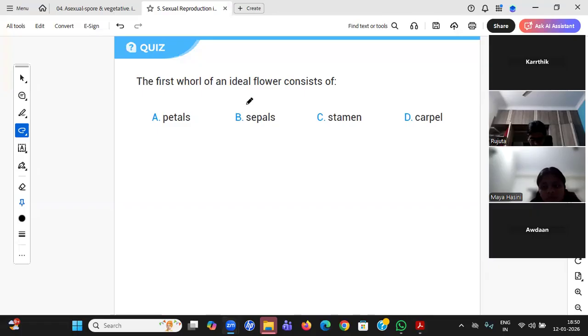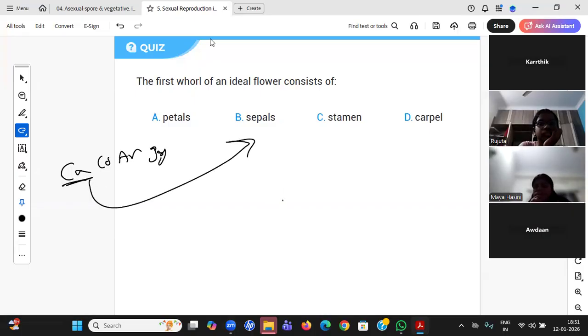The first whorl of the ideal flower. Ideal flower is nothing but bisexual. Megha, right answer. Same question, right? Narendra, right answer. This question is repeated. The first whorl is nothing but calyx. Calyx is made up of sepals. Just now we have discussed it.